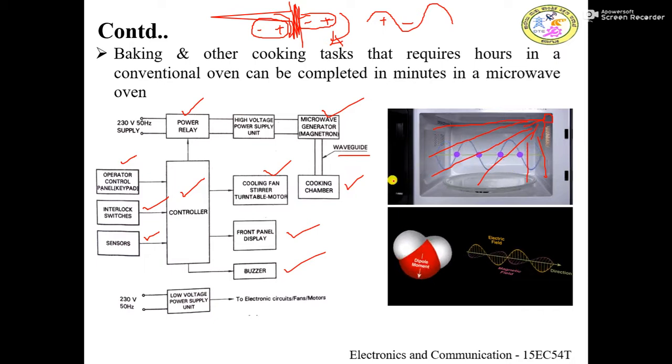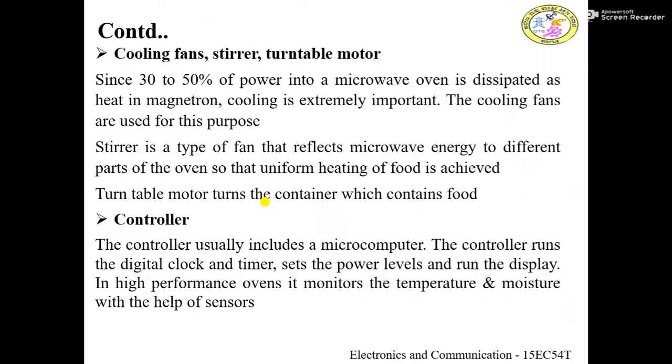This is about the cooking chamber. Next and the last one is the low voltage supply power unit. Basically, as I told you, there are various sensors, fans, and motors here. All they need is a very low power to get operated. For that reason, a low power supply unit is there. It provides a low power supply to the various units like fans and motors inside the microwave oven.